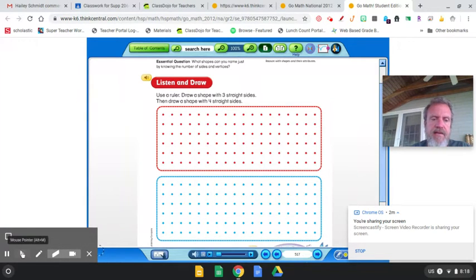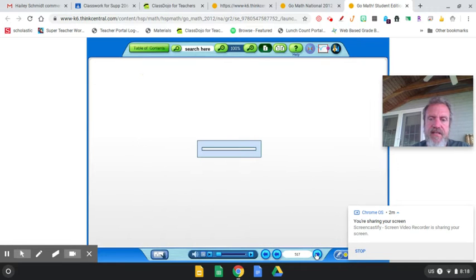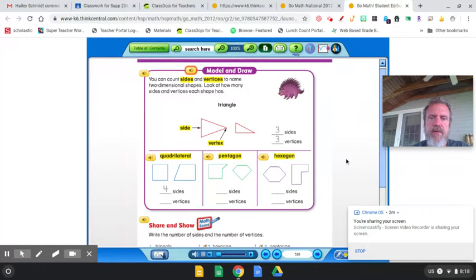When we look at the top of 518, it goes through what our shapes are. So it says, you can count sides and vertices to name two-dimensional shapes. Look at how many sides and vertices each shape has. So remember, a vertex is where the sides come together. When we had our 3D shapes, it's like a point. It's the outside point where 2 sides come together.